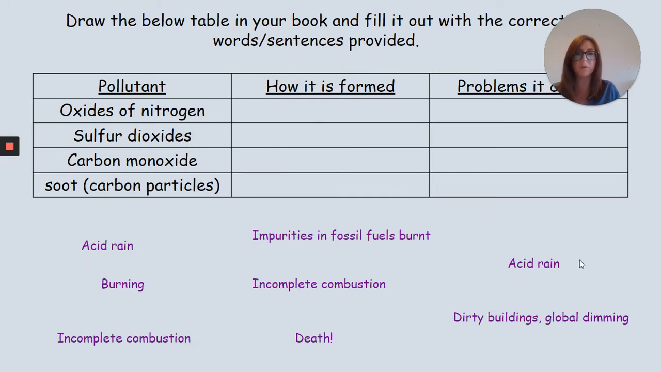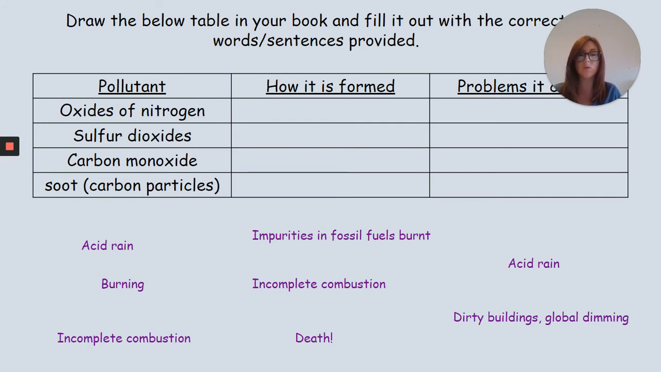So when you burn fossil fuels, we don't always have complete combustion. So we talked about incomplete combustion. And we can also have other products that are produced that can be quite nasty. So we're going to talk about some different pollutants.